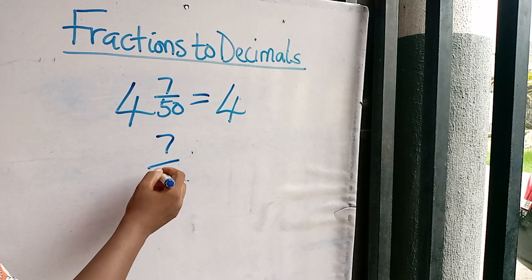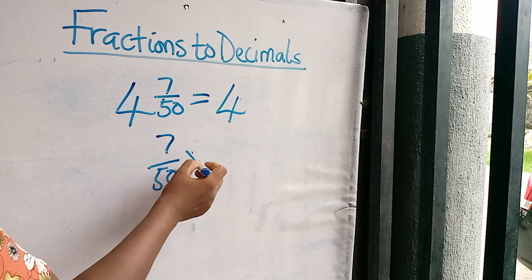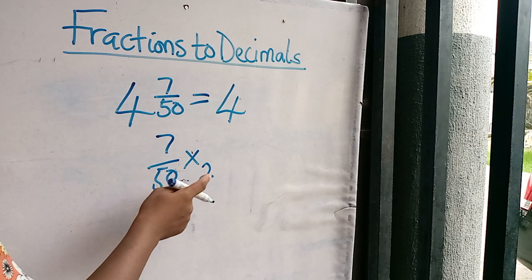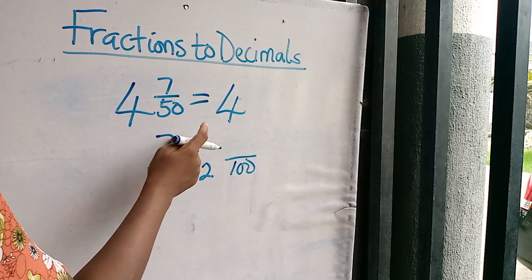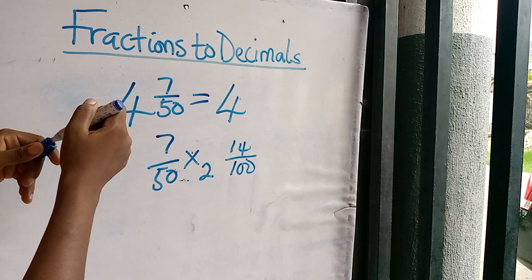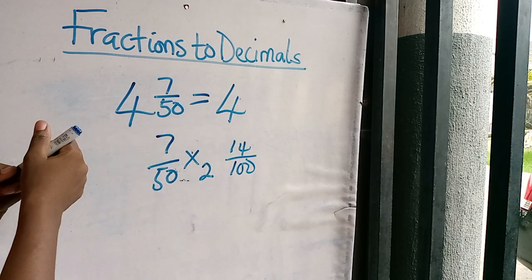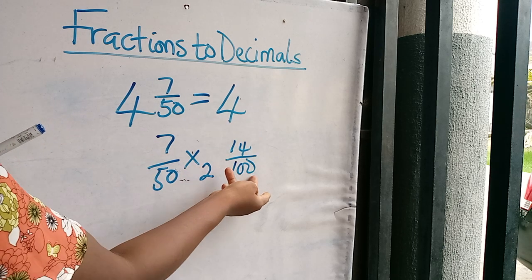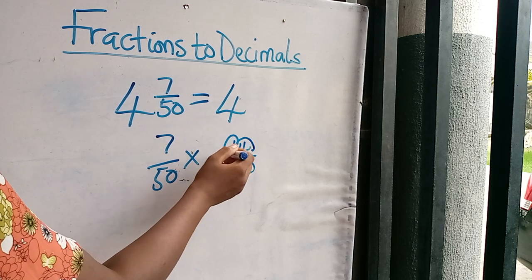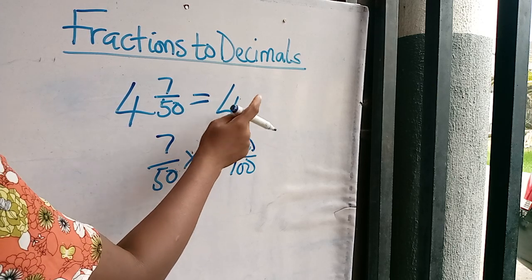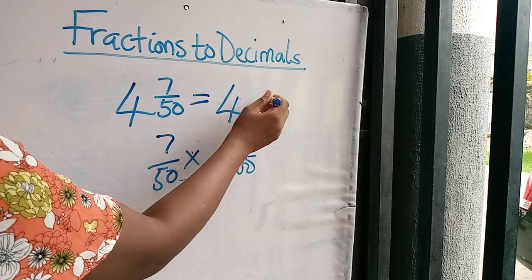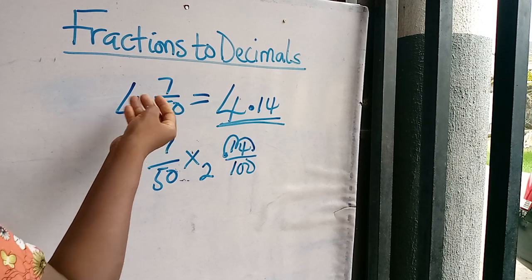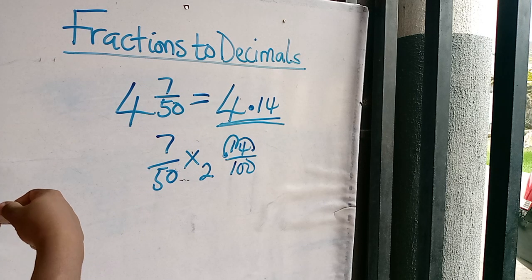So we change 7 over 50 to a base 10 denominator by multiplying with a common factor. In this case, we are going to use 2 because 2 times 50 will give us 100. 2 times 7 will give us 14. So we have 14 over 100. That is, we change 14 over 100 to a decimal by counting 2 decimal places. 1, 2, and we put our point. So in this case, our answer will become 4.14. That's exactly what you do if you come across a mixed fraction to change it to a decimal.